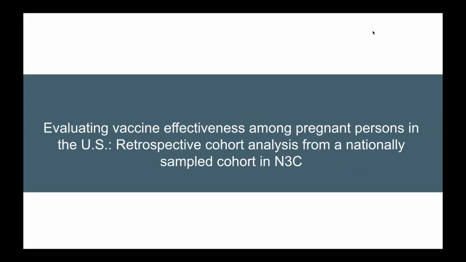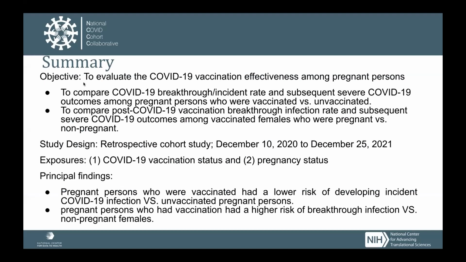We used the pregnancy cohort defined using N3C data to evaluate vaccine effectiveness among pregnant persons. For this objective, we have two sub-aims. The first is to compare the COVID breakthrough or incidence rate between pregnant persons who are vaccinated and who are non-vaccinated. Our second sub-aim is to compare the COVID breakthrough infection rate between vaccinated females who are pregnant and who are non-pregnant. This is a retrospective cohort study, and our study period is from December 10th, 2020 to December 25th, 2021.